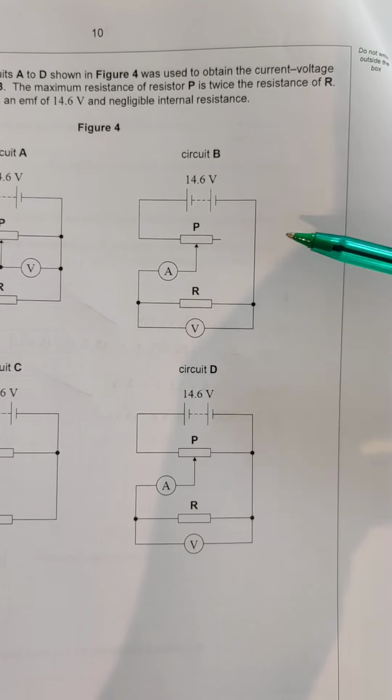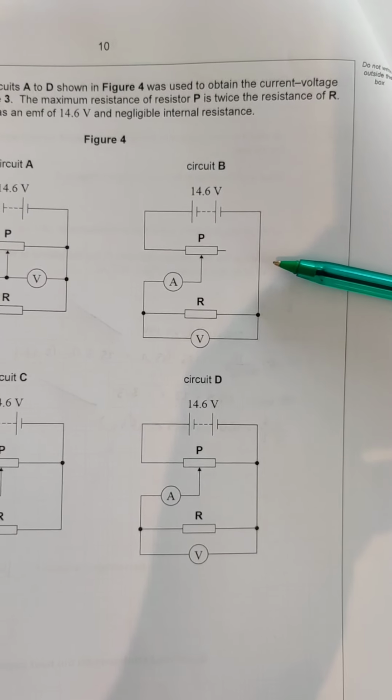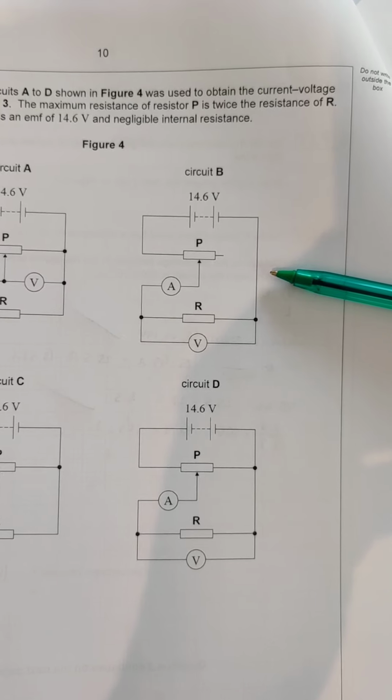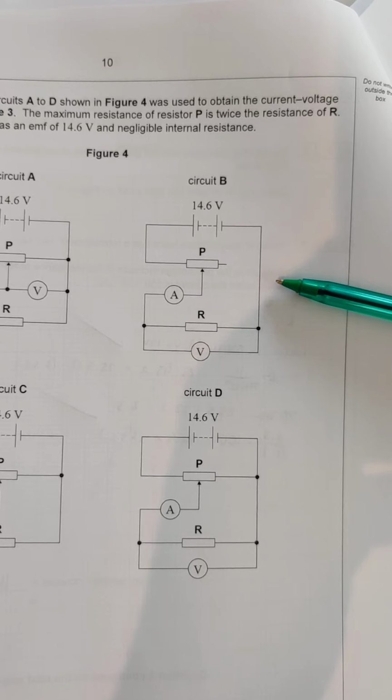Okay, so the reason why circuit B is not allowed, basically the easiest way to describe it, and you can get the marks for saying this, is simply that it doesn't produce the range of voltages that we see in the data.